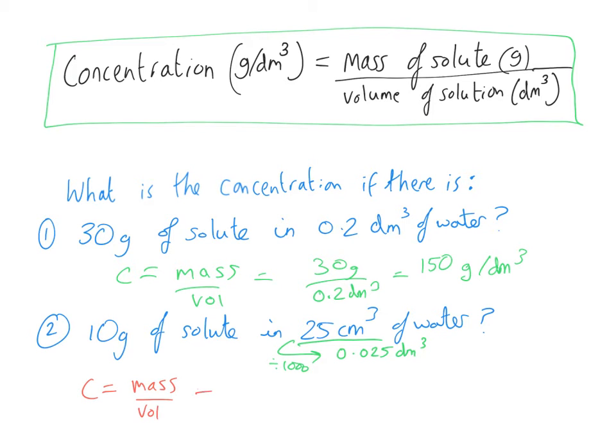Concentration is mass divided by volume. The mass is 10, the volume is 0.025 cubic decimeters, and so when we plug that into a calculator we find it's 4.00 grams per decimeter cubed. It's good to have it to 3 significant figures as a good rule of thumb.